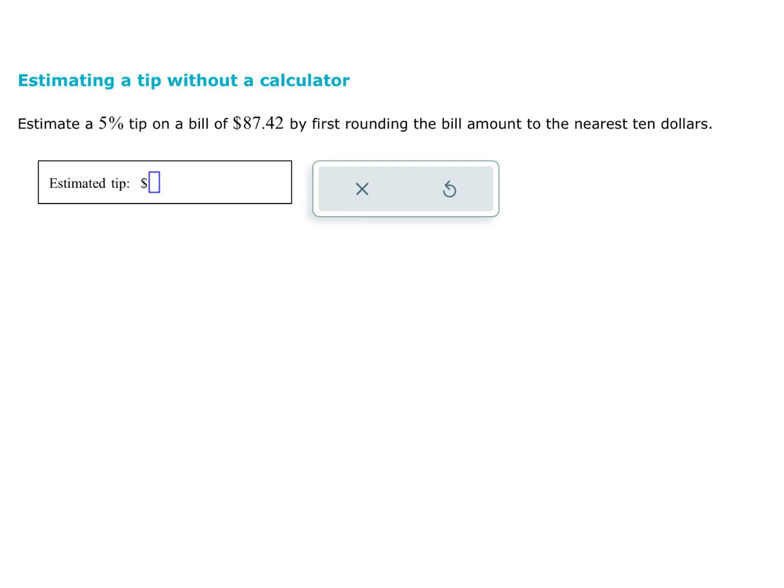This topic is estimating a tip without a calculator, and it says estimate a 5% tip on a bill of $87.42 by first rounding the bill amount to the nearest $10. Our bill was $87.42. The 8 is in the tens place. We're going to look at the 7, and that's more than halfway to the next 10.